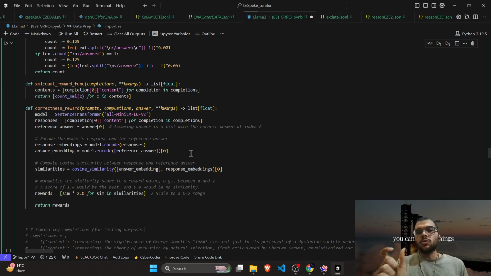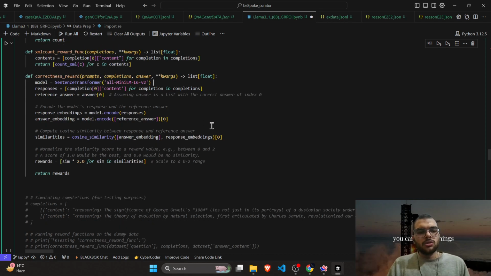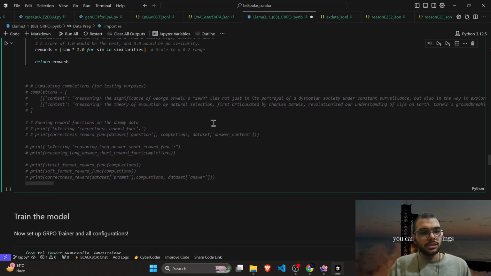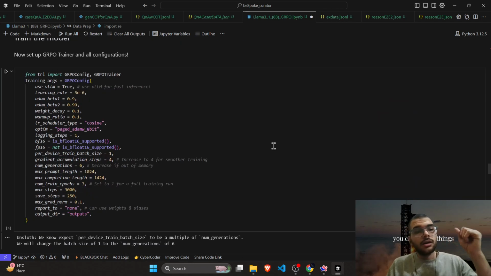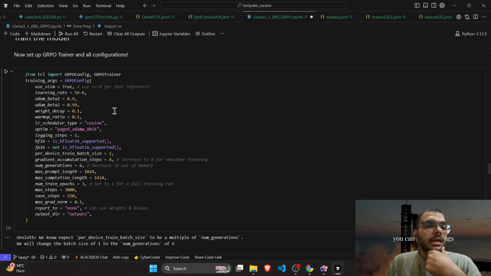Whatever the similarity score is, you either assign that similarity score as the reward, or you can multiply the similarity score by 2 and then give it as a reward to the model. This is again experimentation. You can experiment with multiplying it by 5, or you can just try giving the similarity score directly as the reward. Whatever works for you works for you. You can just test and try a lot of things. Then we move on to the training part.